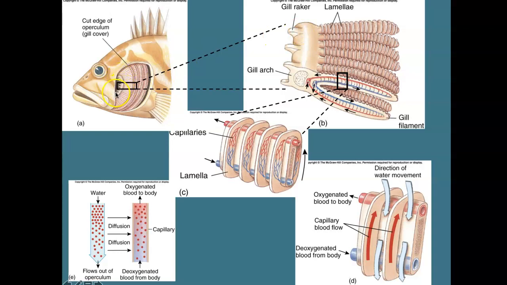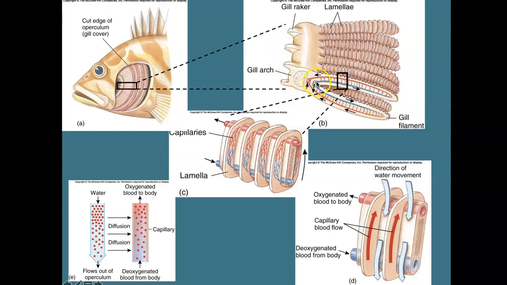You see those little spikes here? They help to trap food and particles so that they don't clog up the gills as water moves in through the mouth and across these gills, okay? So as the water moves, sediments and things will trap in those gill rakers, and then the water will move in and across these gill filaments, okay?